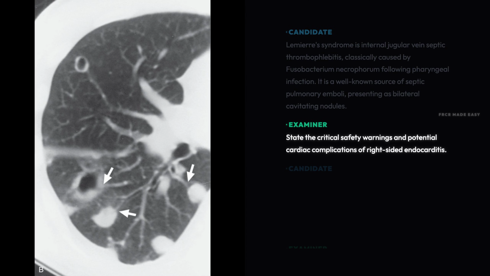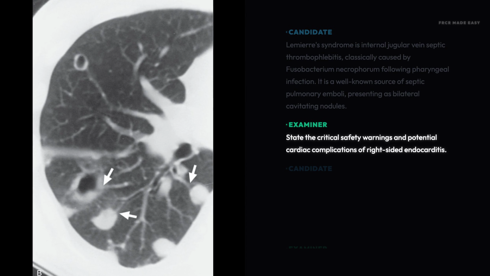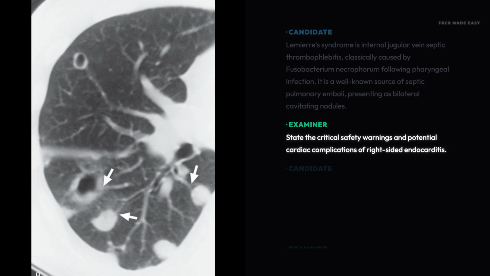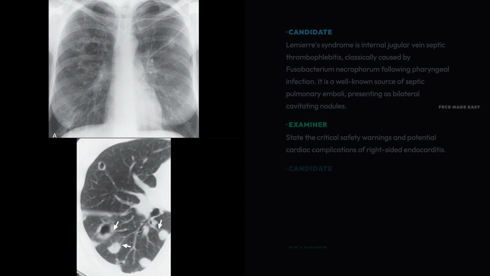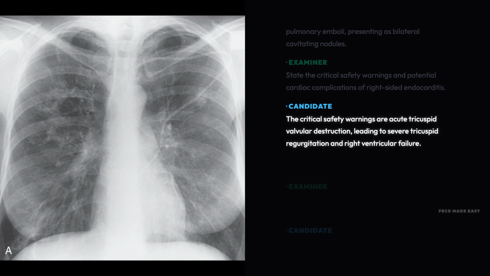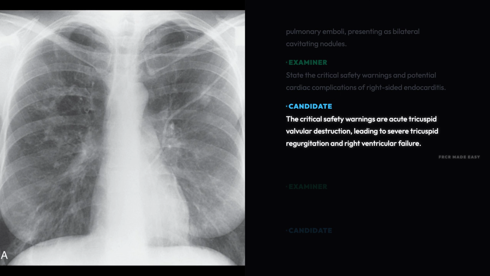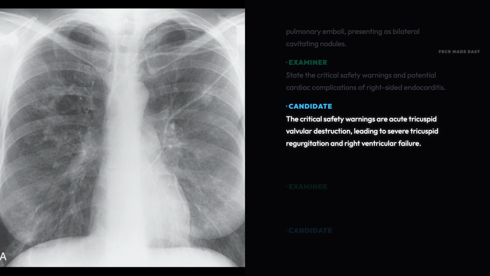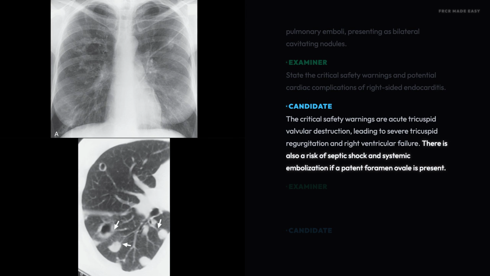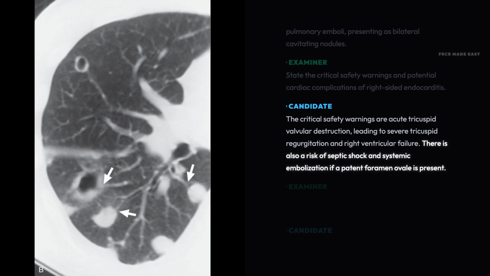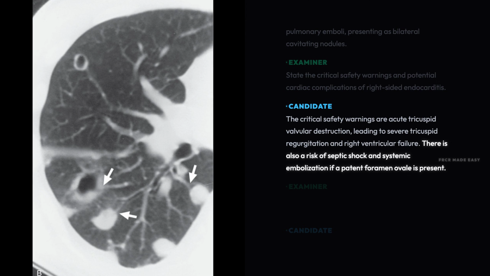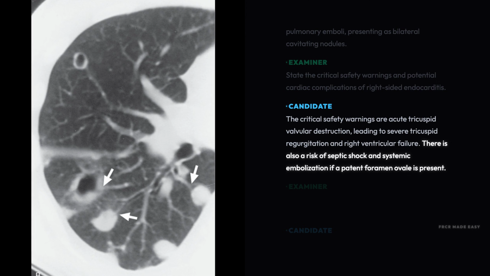State the critical safety warnings and potential cardiac complications of right-sided endocarditis. The critical safety warnings are acute tricuspid valvular destruction, leading to severe tricuspid regurgitation and right ventricular failure. There is also a risk of septic shock and systemic embolization if a patent foramen ovale is present.